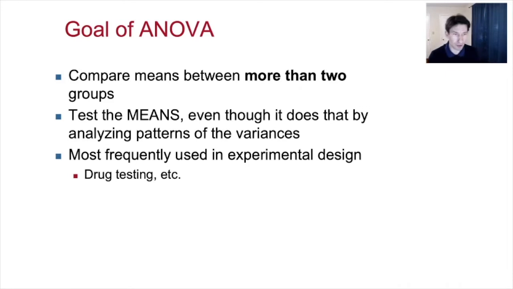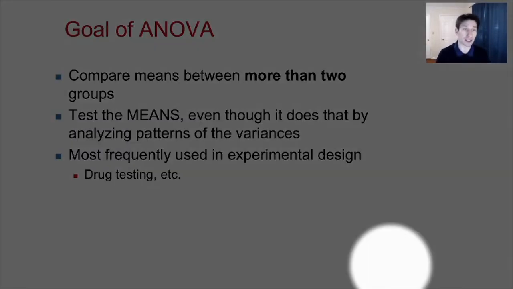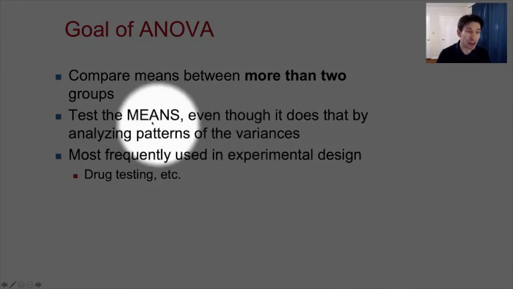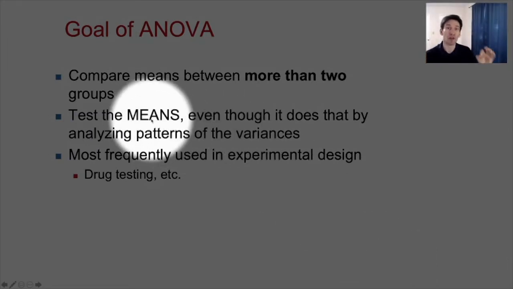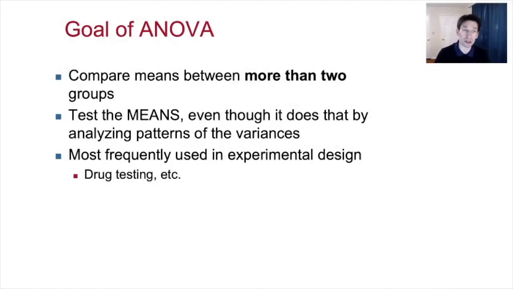So just to clarify things here, we talk about analysis of variance. It's called ANOVA, analysis of variance. But these are tests of the means. It's the procedure that we refer to as analysis of variance. But what we are testing is equality of means. Another important point is that this is extremely frequently used in experimental design. You will often hear scientists and engineers talk about how they used ANOVA.